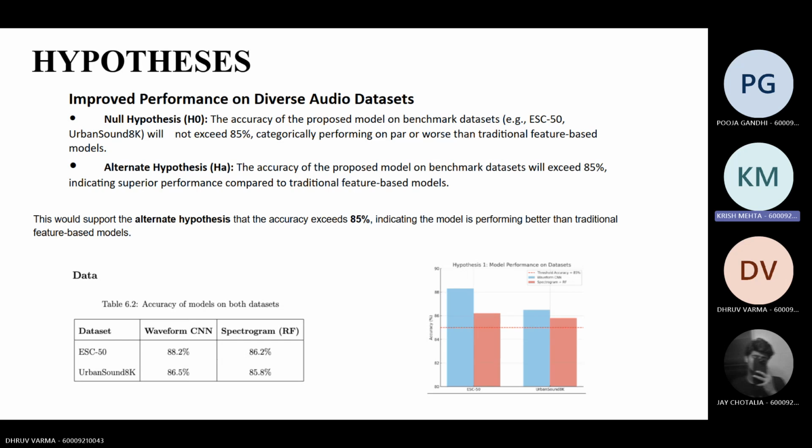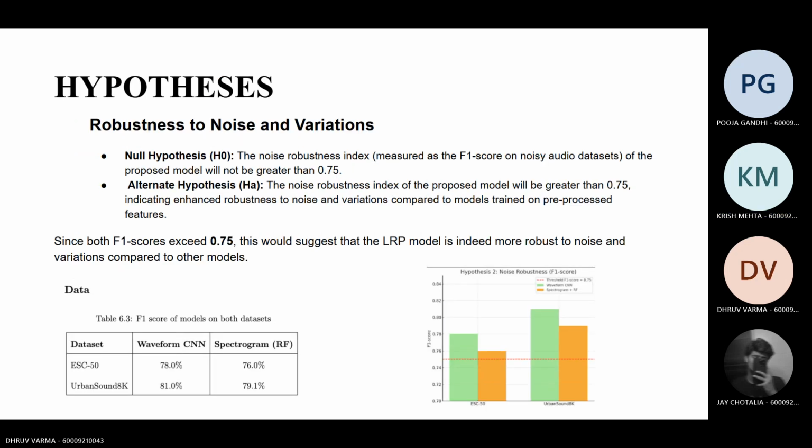we have set a threshold for this hypothesis of 85% accuracy. So as we can see, our model surpasses the 85%. Thus we conclude that it is an alternate hypothesis. And next.